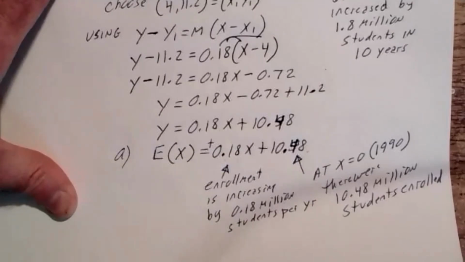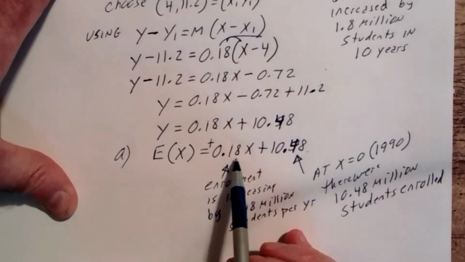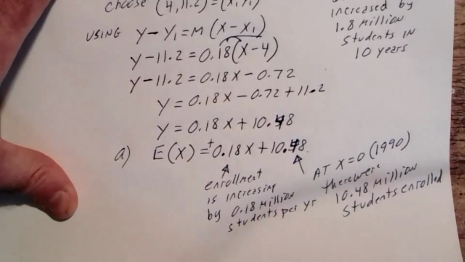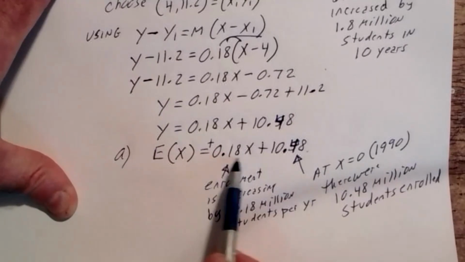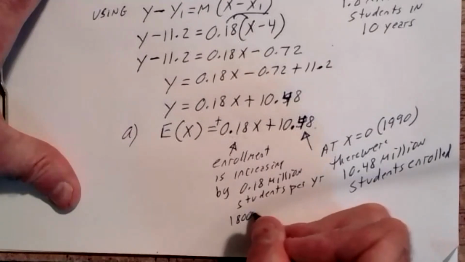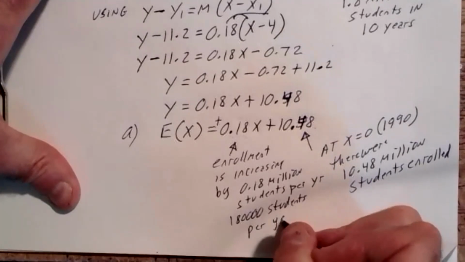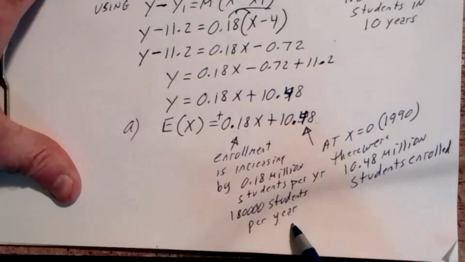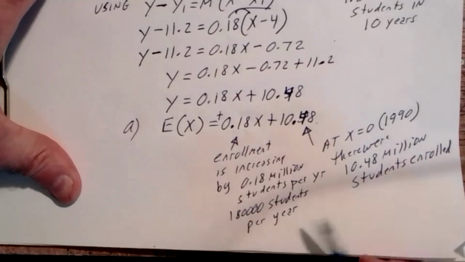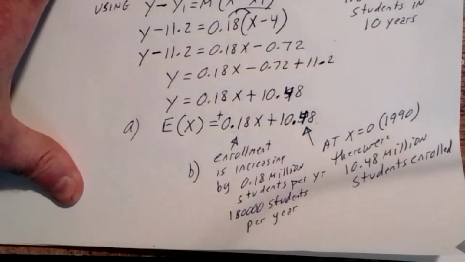What is 0.18 million? If you multiply 0.18 times 1 million, what is that really going to be? What's 0.18 times 1,000,000? Do that on your calculator. What is that? 180,000. So, ladies and gentlemen, enrollment is increasing by 180,000 students per year. That's the rate of increase in enrollment per year. That's part B. The explanation of this slope is part B. All right, we've answered part B.